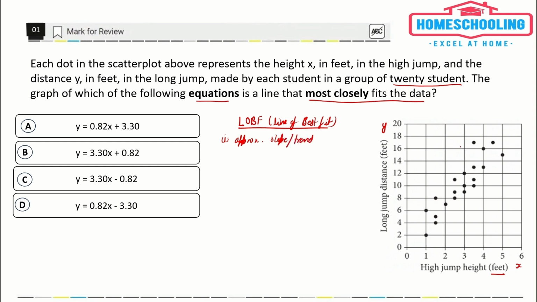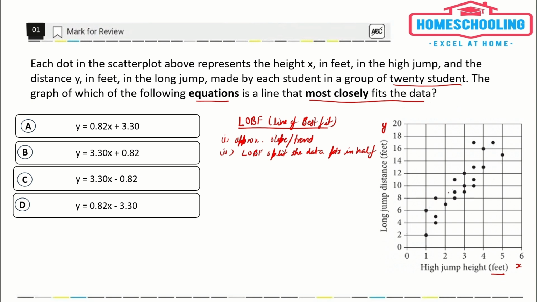of data points. So as we can see, all our data points are moving in an upward direction. So it's a positive slope. So our line of best fit would be like this. It will have a positive slope. Now, the second thing is the line of best fit should split the data points in half. So we have 20 data points because 20 students are there.